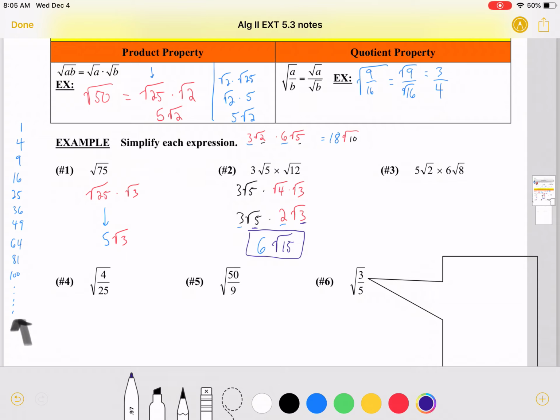Okay, now on to number 3. Well, 5 square roots of 2, no perfect squares go into 2, so that one is done. So we have 5 square roots of 2 times 6 square roots of 8. Well, now the problem is we need to reduce 8. So do any perfect squares go into 8? Yes, this is 6 times the square root of 4, 4 is a perfect square, times the square root of 2.